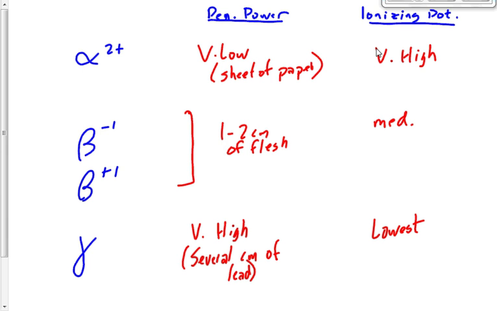So which do you want to be exposed to? If you've got to be exposed to something, which do you want to be exposed to? Depends on context, right? It completely depends upon context. There's a trade-off of penetrating power versus ionizing power. You look at this and say, beta particles are probably the best thing to be exposed to, but it does really depend upon context.